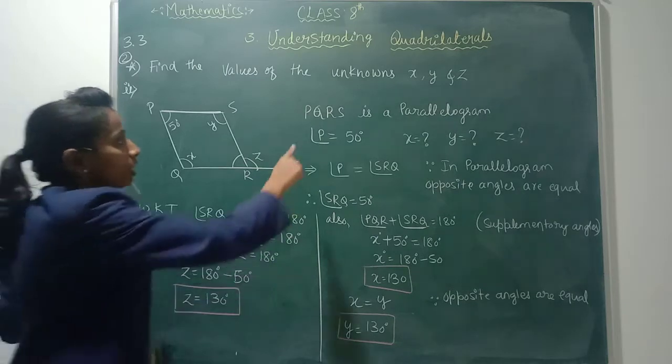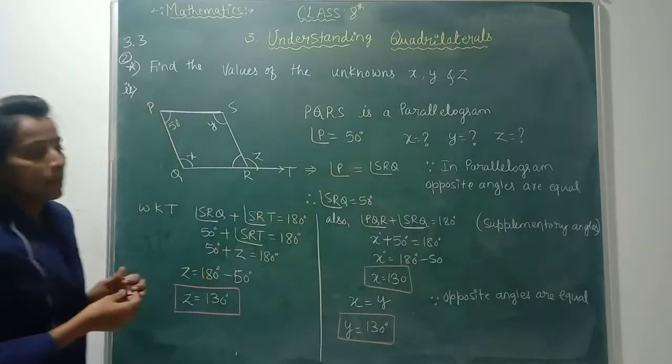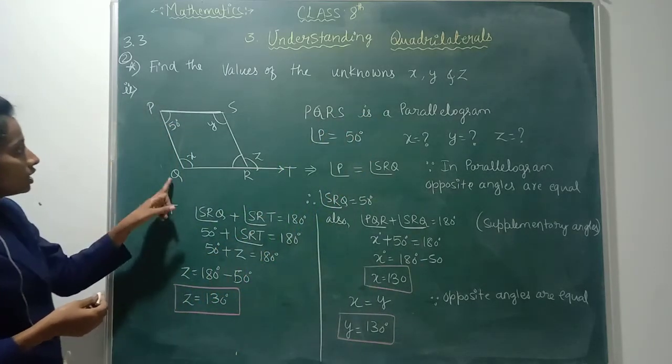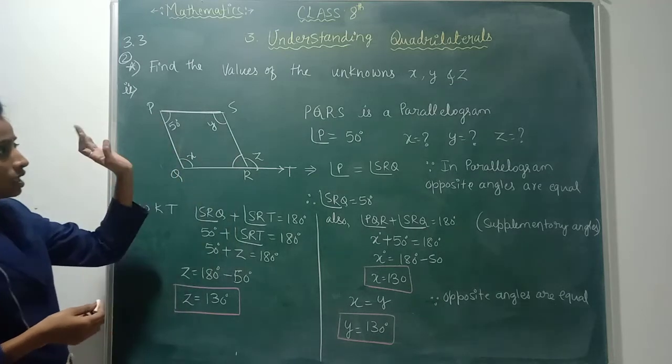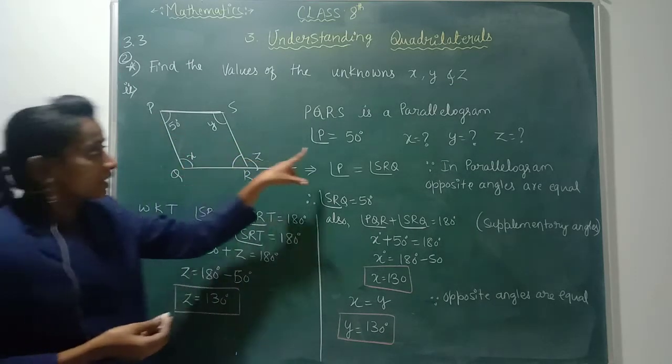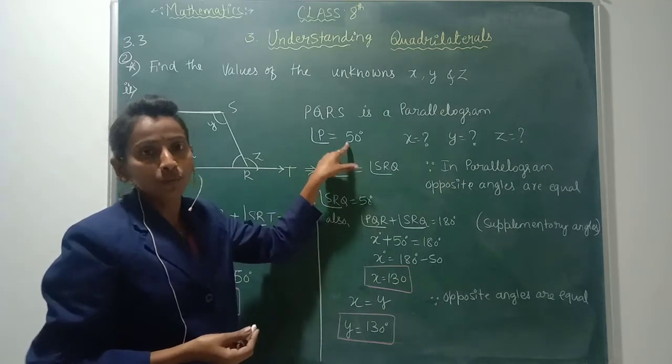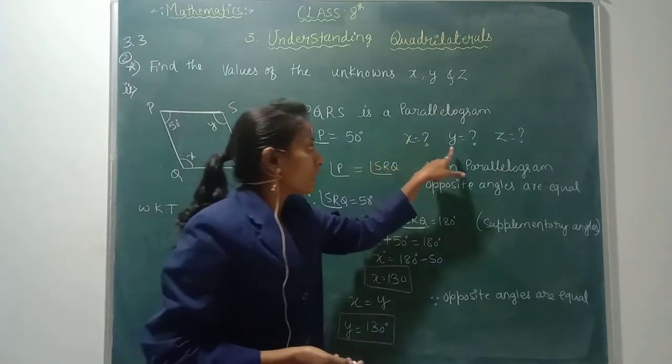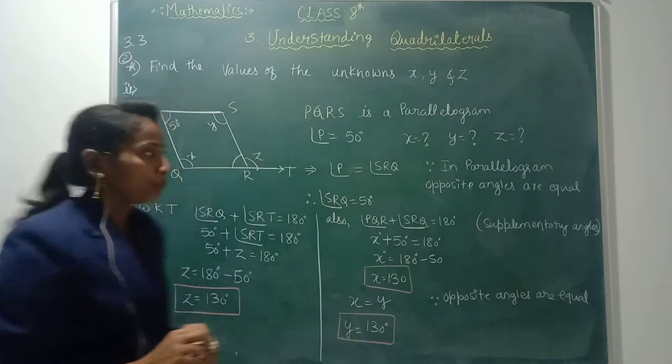First of all, we are writing that PQRS is a parallelogram. That is, PQRS is a quadrilateral having 4 sides. In that, only angle P is given, that is P is equal to 50. We are finding the x value, y value and z value.